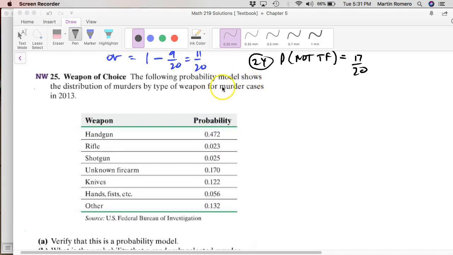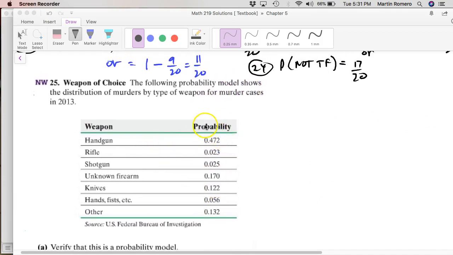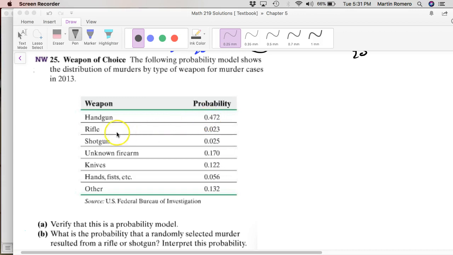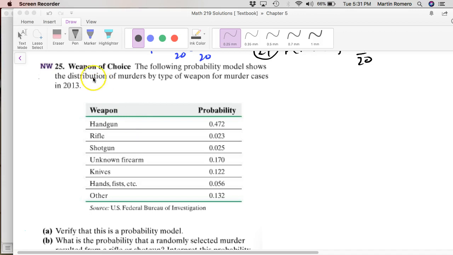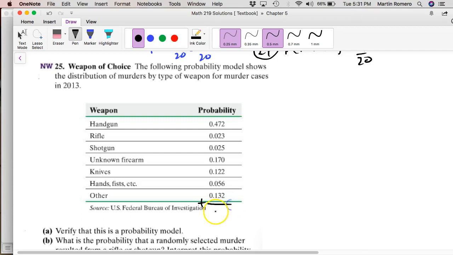The following probability model shows the distribution of murders by type of weapon for murder cases. This is the probability that the murder occurred with these weapons. Verify this is a probability model. To verify it's a probability model, it's real simple. When you add this up, the total equals 1. So we're good there. And each of these values is between 0 and 1. So that's a probability model ready to go.